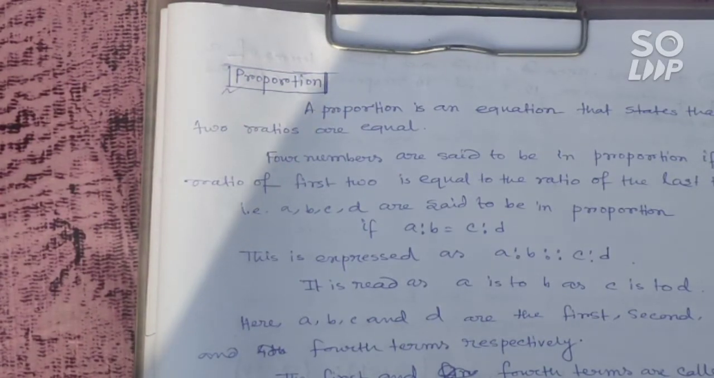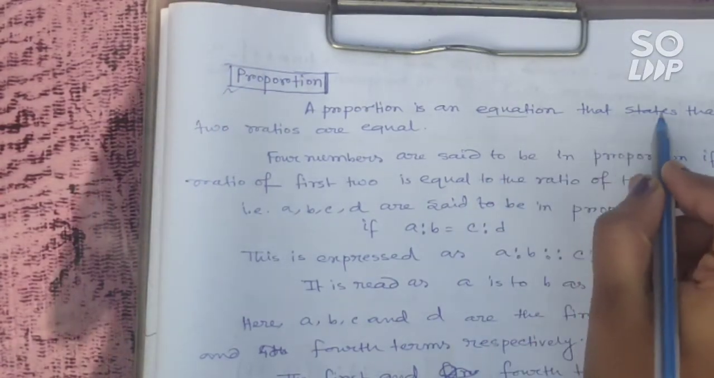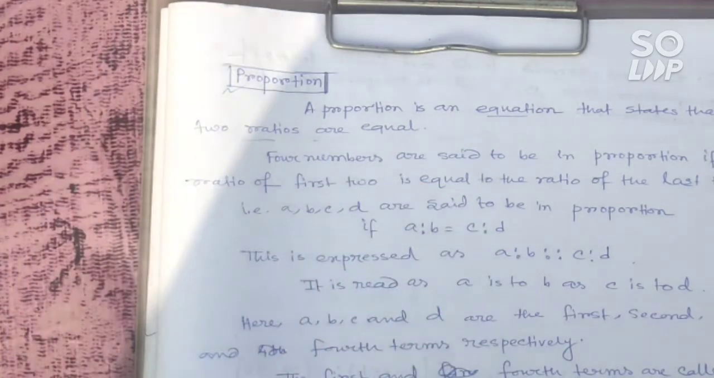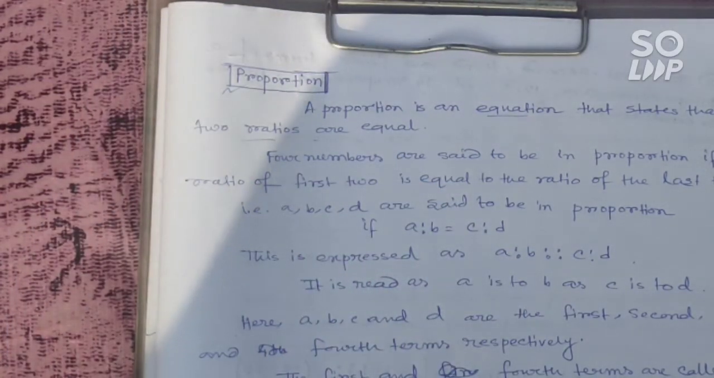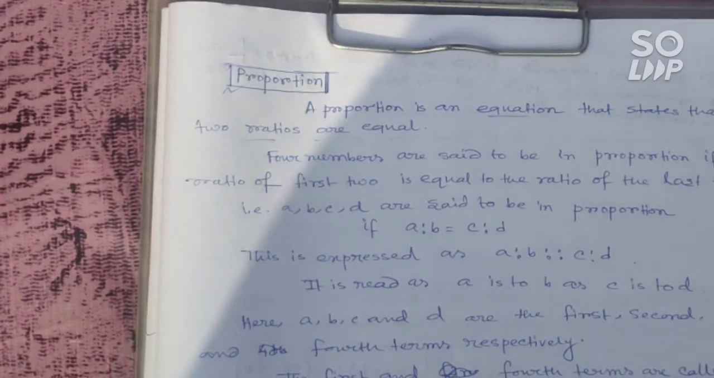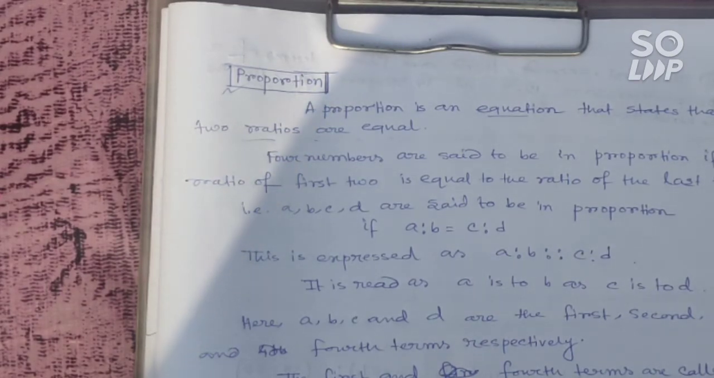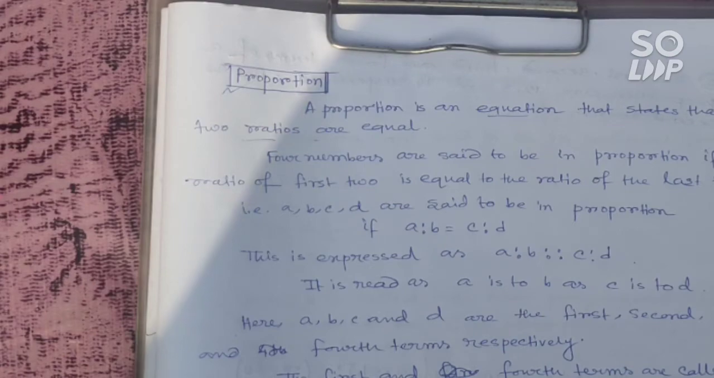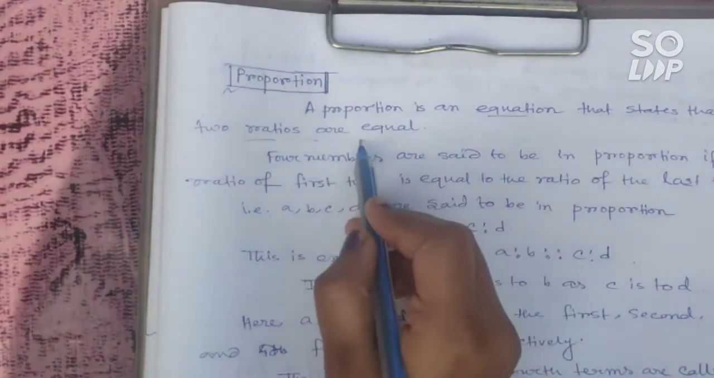What is called proportion? A proportion is an equation that states that two ratios are equal. So, a proportion is a relation of equality of two ratios. A proportion is an equation that states that two ratios are equal.